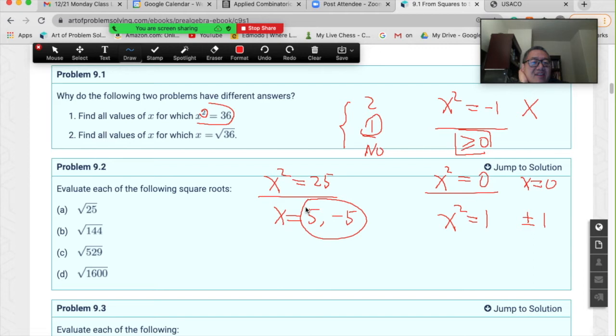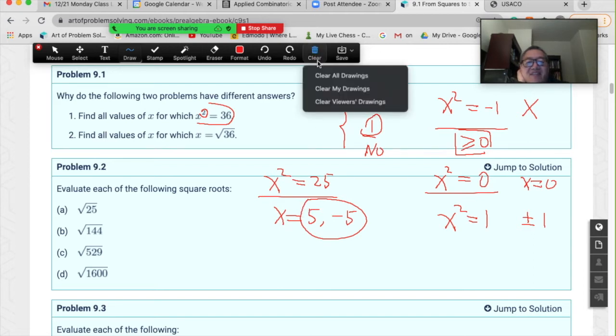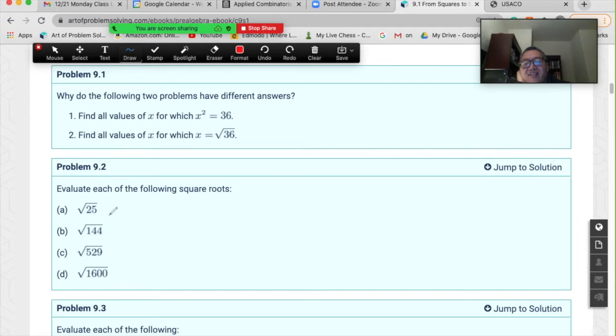You got it? Yeah. Okay, very good. Now, they ask you to evaluate each of the following square roots. Can you write down your answer on my screen? Okay, correct. This one's easy. It's 12. Correct.